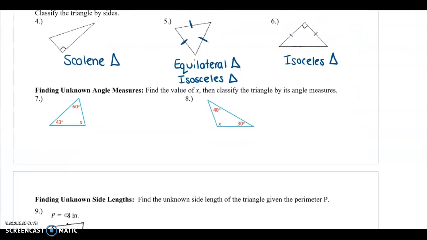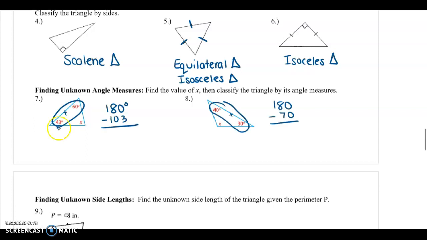All right, finding the missing angle measures. Well, you add up the 2 that you know and you subtract them from 180. So 43 and 60 is 103. Subtract that from 180. It gives me 77 degrees for x. And then if I add up 40 and 30, it gives me 70, so I get 110 degrees for x. All right, move on to the second video.